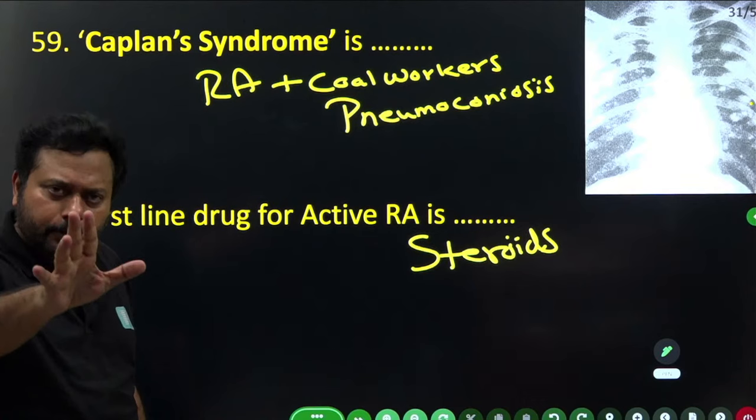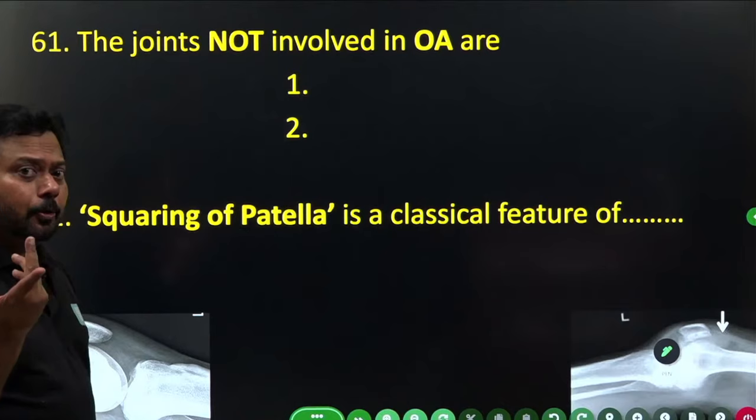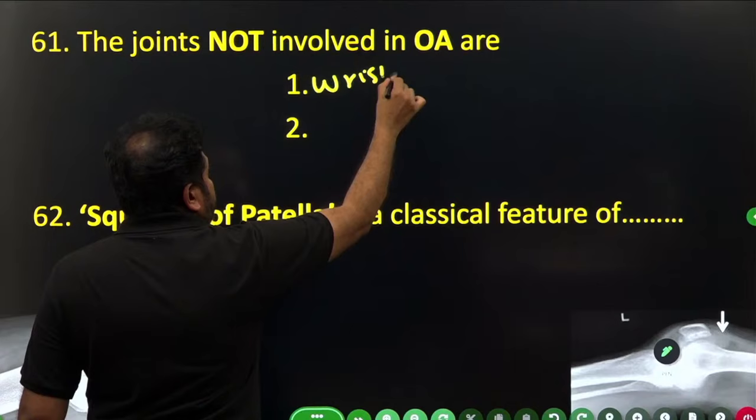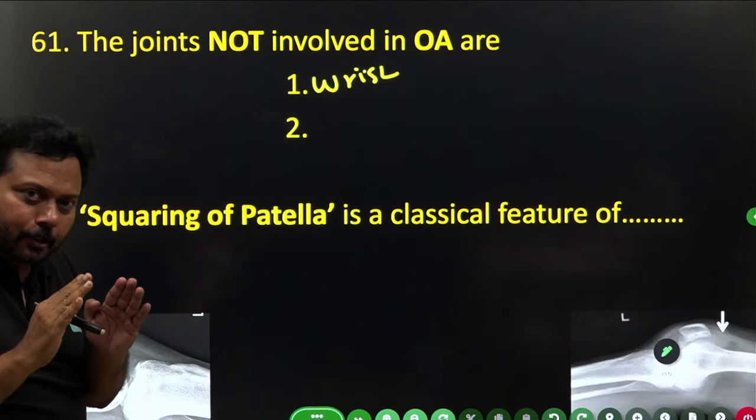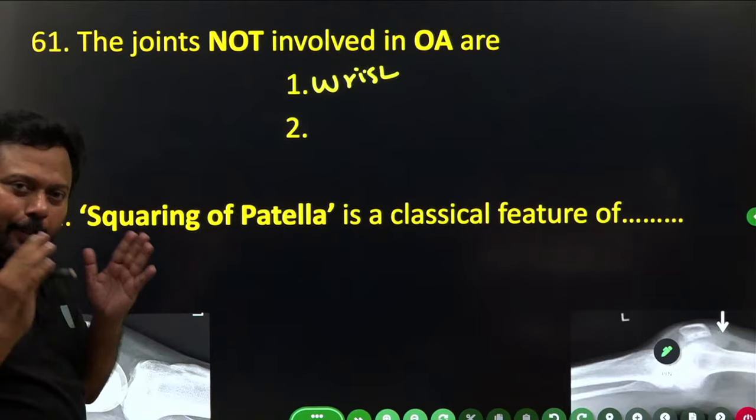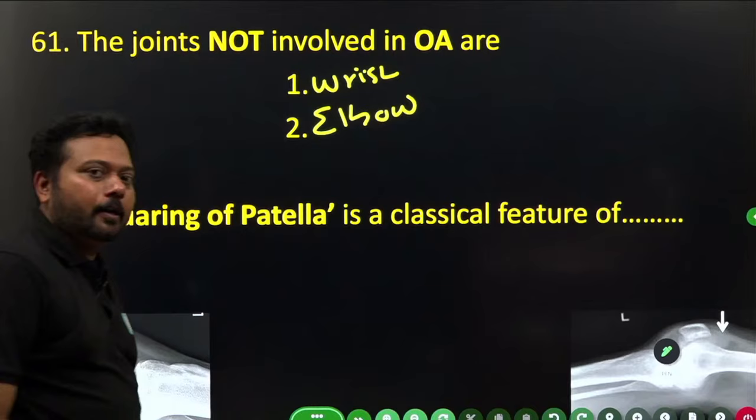The joints not involved in osteoarthritis: wrist. Practically speaking, I won't accept this, but in the MCQ angle, the textbooks tell it like this. You should know; till we get a PG, certain things we should know. Wrist. Second thing, elbow. Joints that are not involved in osteoarthritis are wrist and elbow.